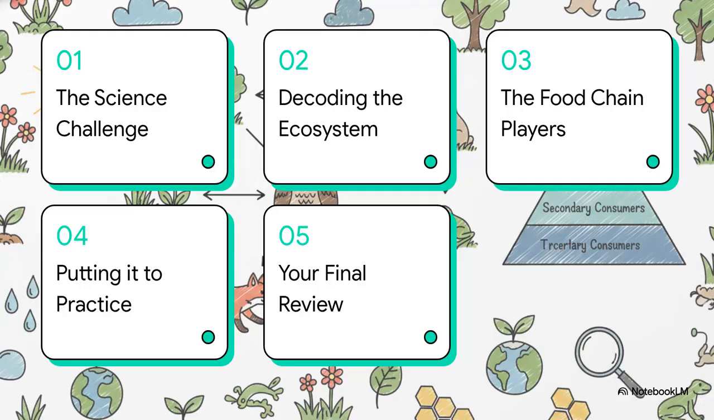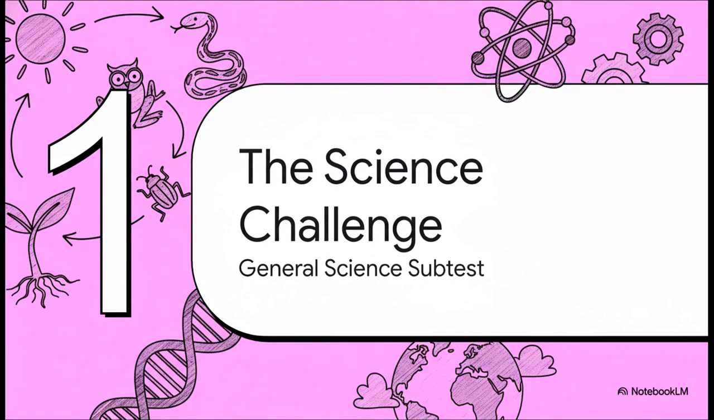All right, here's our game plan. We'll start with why this section can be a challenge, then we'll decode what an ecosystem really is. After that, we'll meet all the players in the food chain, use what we learned on a real practice question, and then wrap it all up with a super quick review. Let's do this. Look, the general science subtest can feel a little intimidating, right?